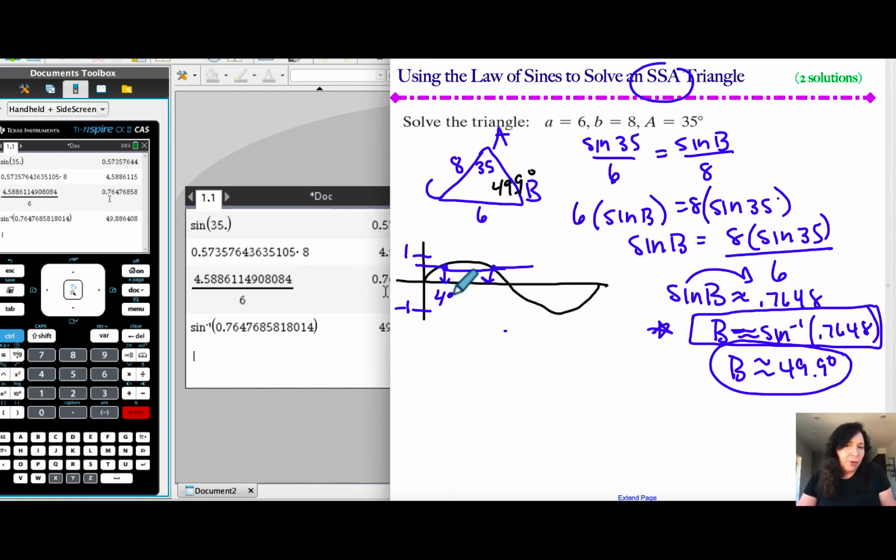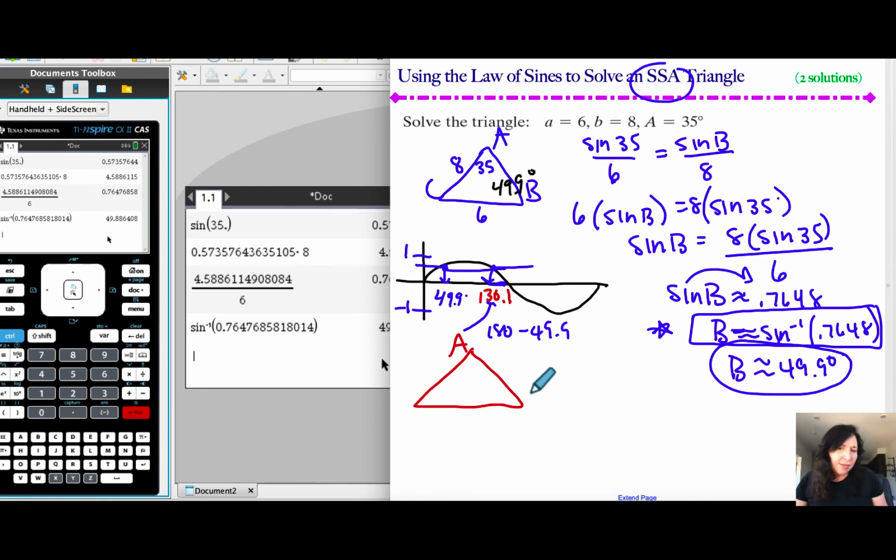Now, the first one we know is 49.9 degrees. To get the second one, I'm going to go 180 minus, because this distance is 49, so minus 49.9. So 180 minus 49.9 is going to give me 130.1. So this other angle right here is 130.1. Okay? And so why is that important? Because I have a whole other triangle.